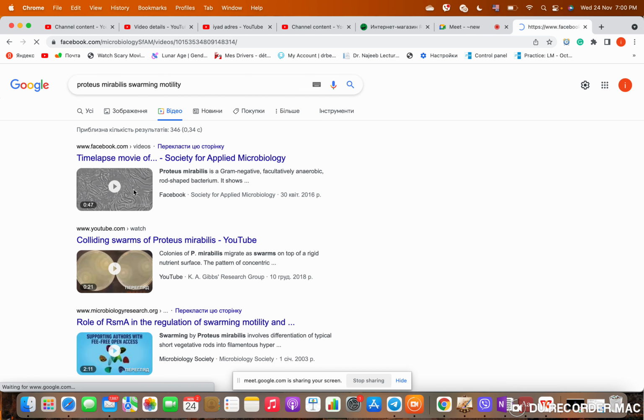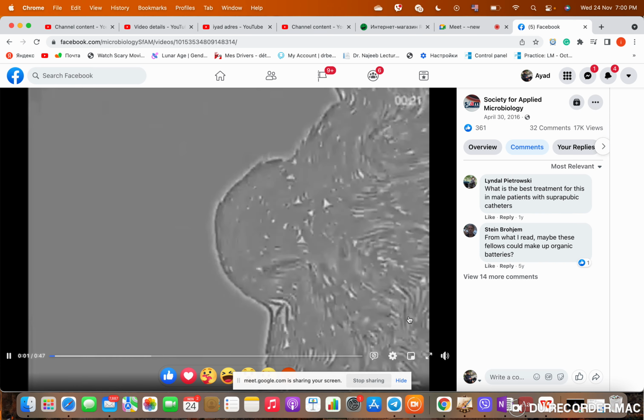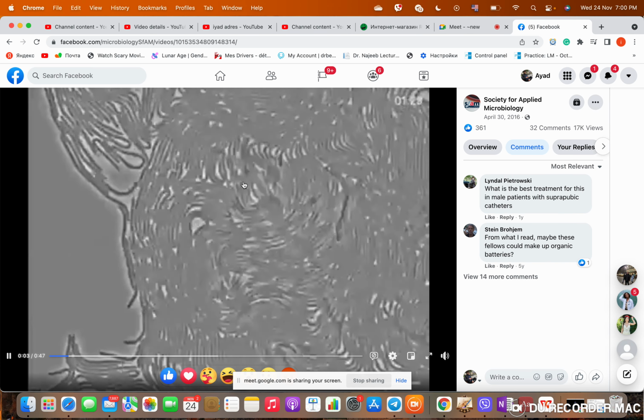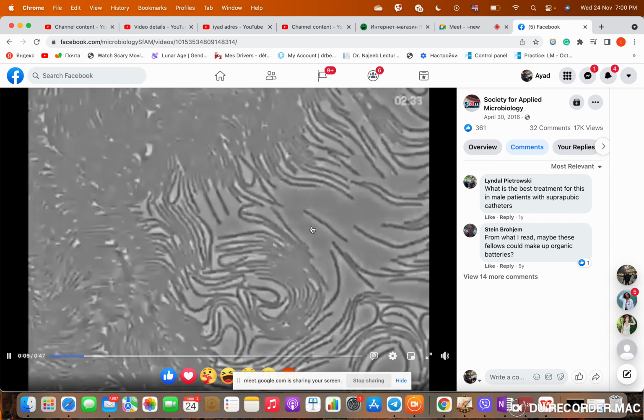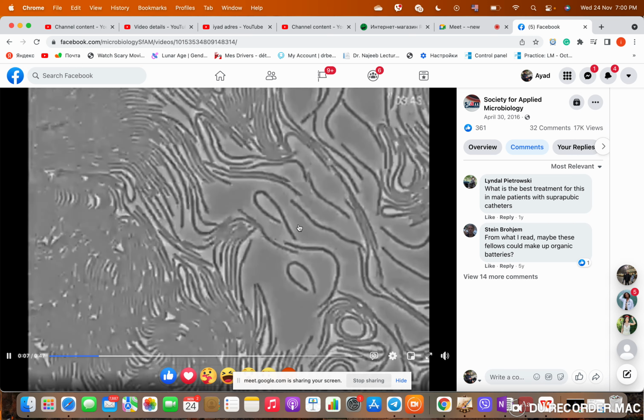What it looks like is something like this. Take a look, guys. See how it moves? See it? Pretty cool, huh? So that's the tumbling motility.